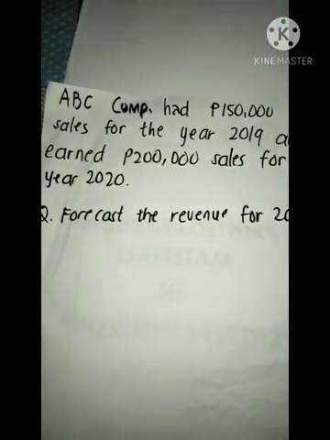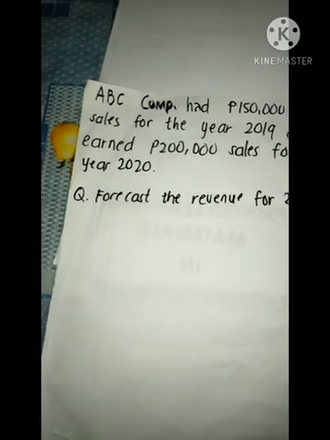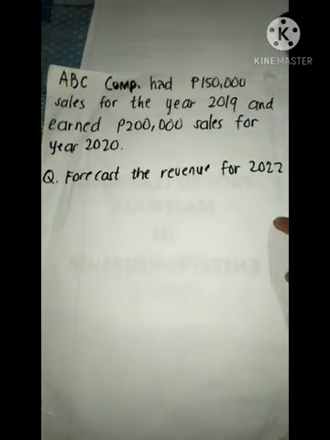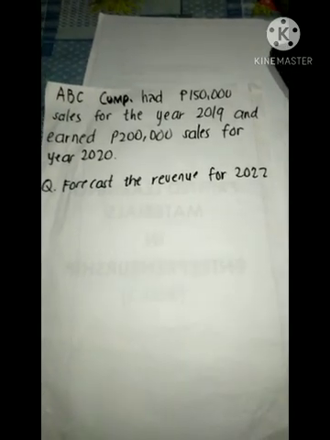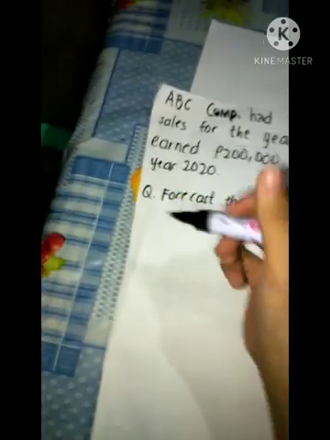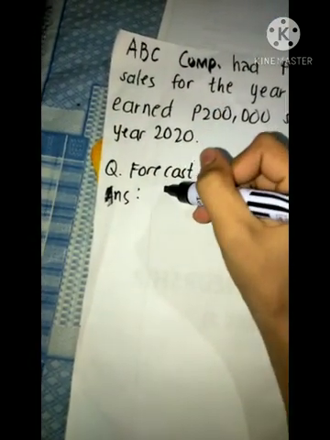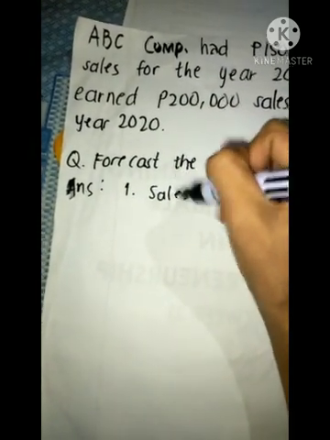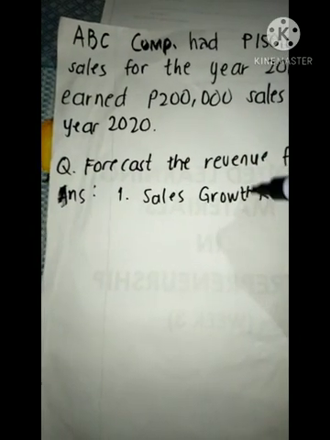ABC Company had 150,000 sales for the year 2019 and earned 200,000 sales for the year 2020. The question is, forecast the revenue for 2020. So, how to do that? First step is to find the sales growth rate.